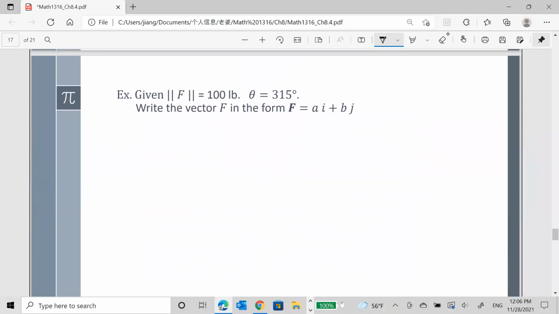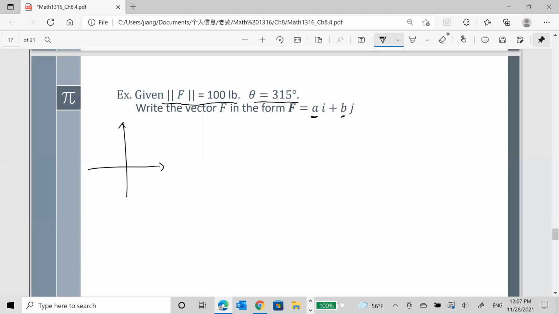Given F, the magnitude of F, F is a vector. Actually, sometimes F represents force. It has the magnitude and also has the direction. So F is 100 pounds, theta is 315 degrees. Write the vector F in the form F equals ai plus bj. Since it doesn't give information on a and b, but we know the magnitude of F and theta, we can find F in terms of i and j.